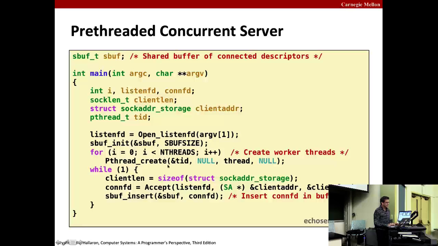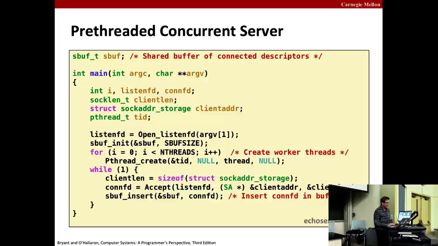Once we create all of these threads, we go into an infinite loop where we call accept on this listening descriptor. Accept will block until a connection request arrives. When it does, accept returns with a connected file descriptor that can be used to interact with the client.